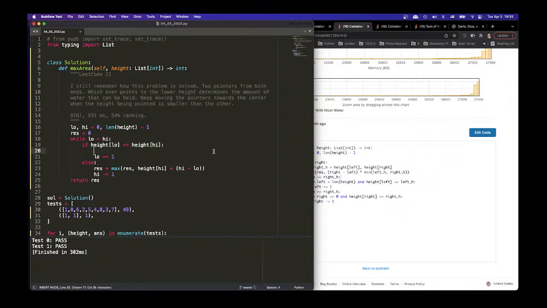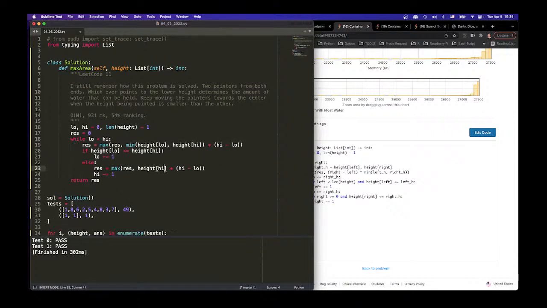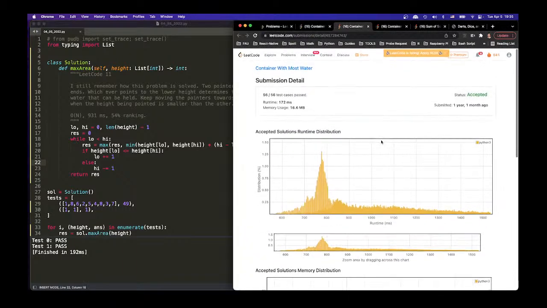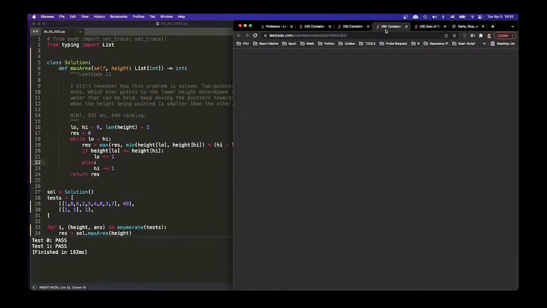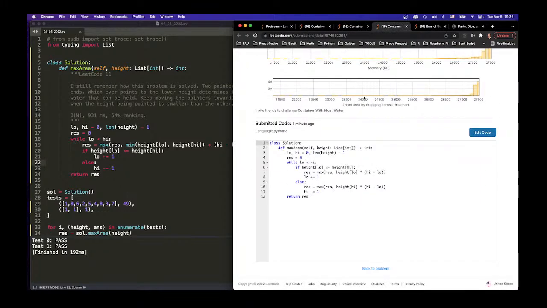But I can do this, right? And then it's going to be the min of this and height high, right? So we just save like 2 lines. Yeah, save 2 lines. So 56 test cases, 60 test cases. All right, so we're done with this.